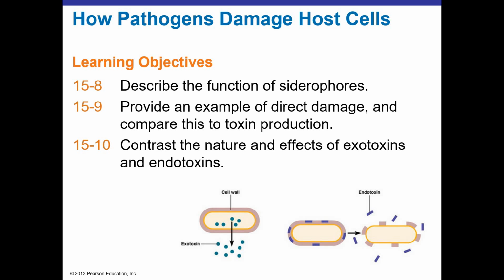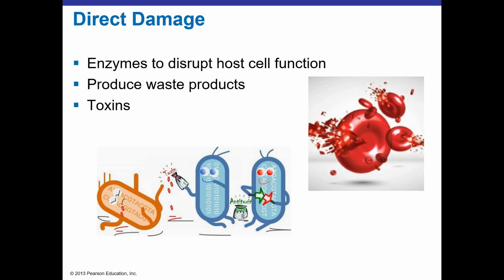So besides being able to hold on, we also see that we're going to have pathogens that can do damage to the host cells. We'll talk about some of the direct ways that cells can be damaged by bacterial entities. So direct damage can be from things like enzymes to disrupt the host cell, things like hemolysins that we talked about with red blood cells, but also the waste products from various organisms. By far, most of the damage is going to be done by toxins.